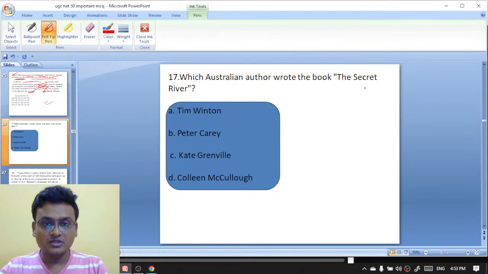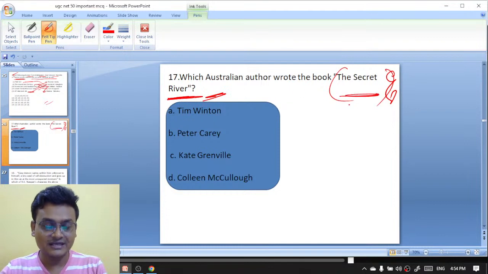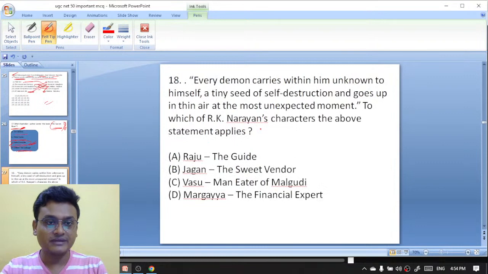Which Australian author wrote the book The Secret River? Tim Winton, Peter Carey, Kate Grenville, or Colleen McCullough? The Secret River was actually written by Kate Grenville. Kate Grenville has written The Secret River. Now moving on to question number 18.